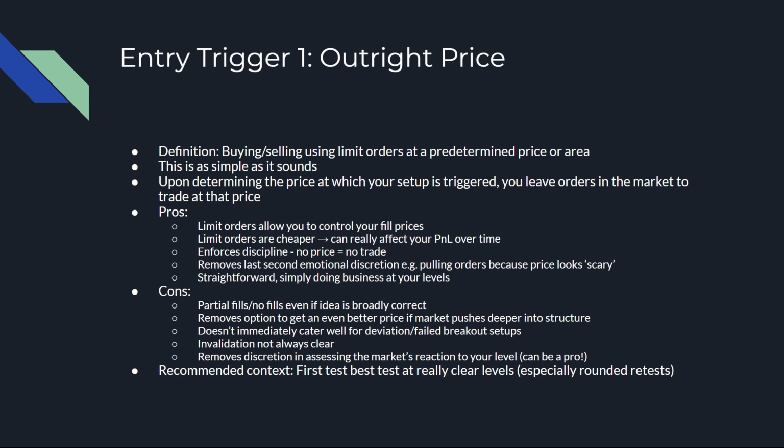So entry trigger 1 is outright price, and the definition here is rather straightforward. It's buying or selling using limit orders at a predetermined price or area. So essentially, upon determining the price at which your setup is triggered, you leave orders in the market to trade at that price. It's just your standard limit order: limit buy at a price we think the market's going to bounce, limit sell at a price we think the market's going to bounce. And the way you get into the market is that if the market trades those prices, your limit orders get filled, and voila, you have a position.